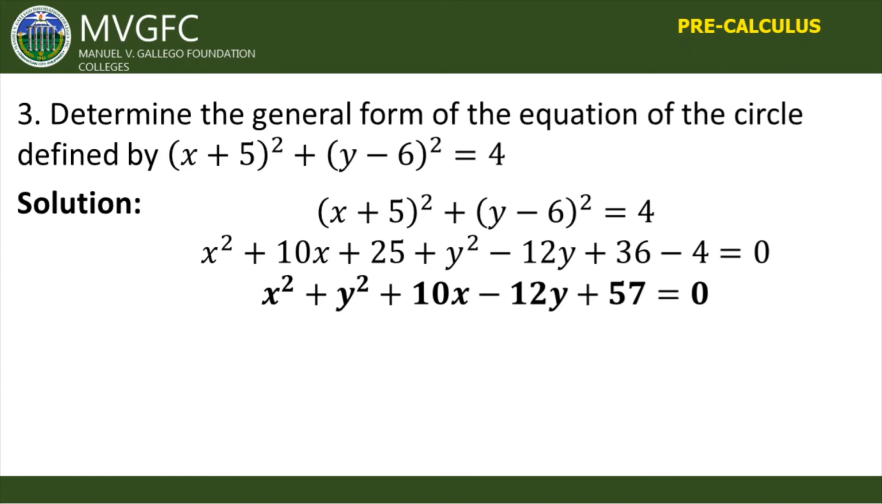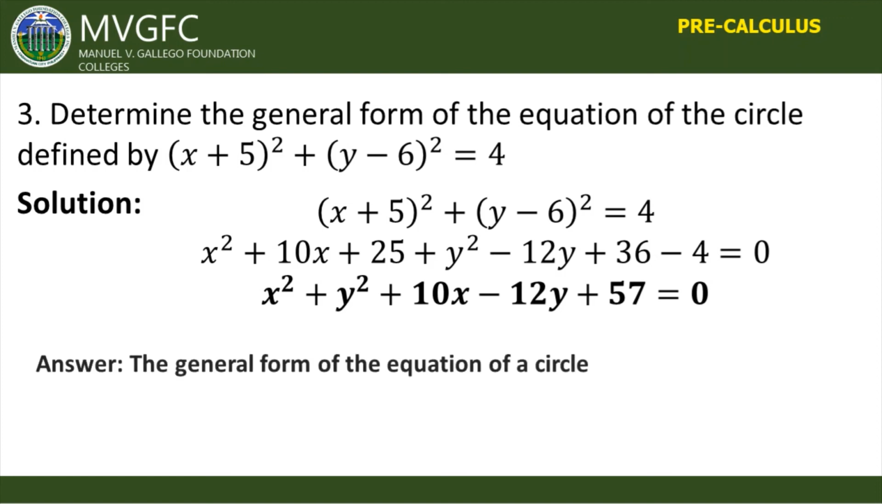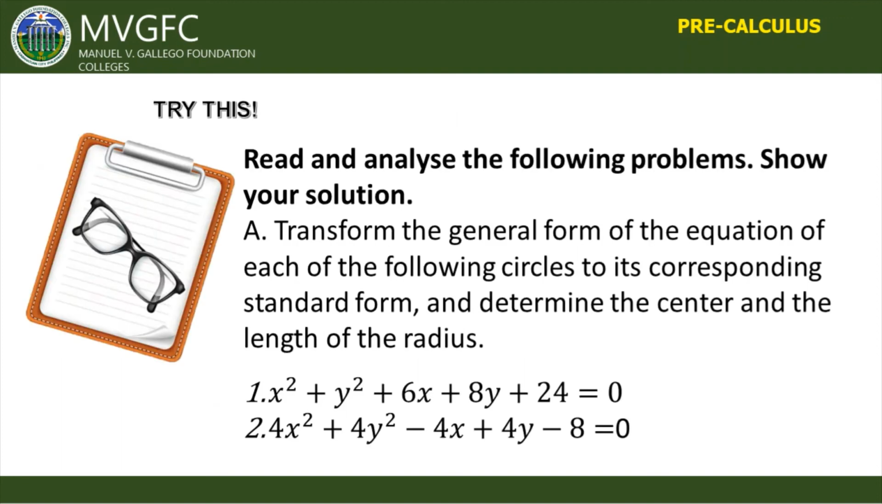Now arrange your given. So we have x squared plus y squared plus 10x minus 12y plus 57 is equal to 0. Remember, in arranging your terms, always look at the exponent. The higher the exponent, that would be the first term for the whole equation. So for our answer, the general form of the equation of a circle is x squared plus y squared plus 10x minus 12y plus 57 is equal to 0.